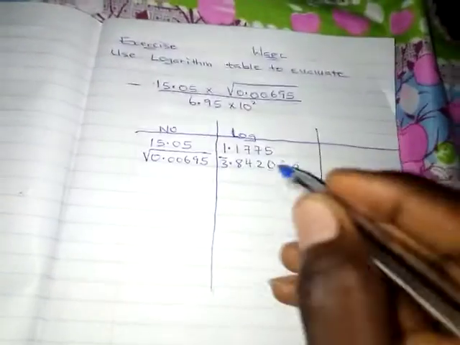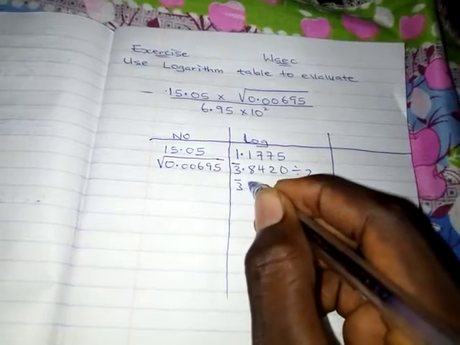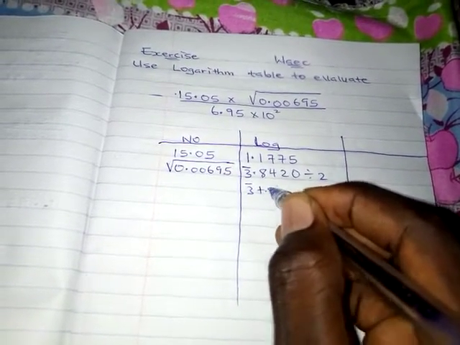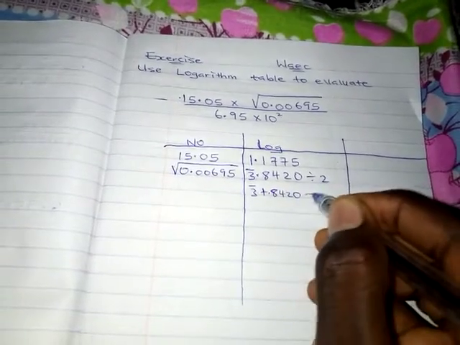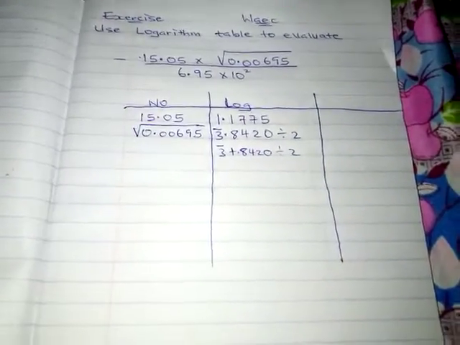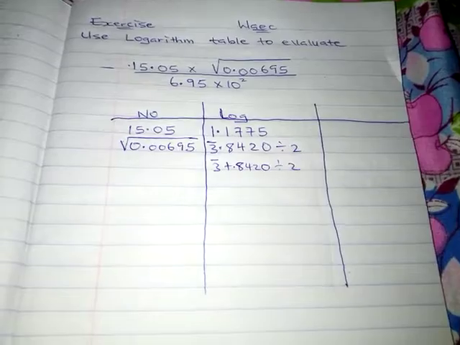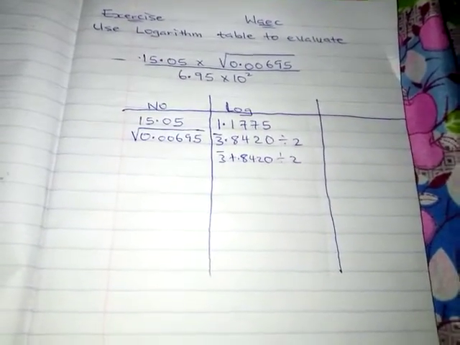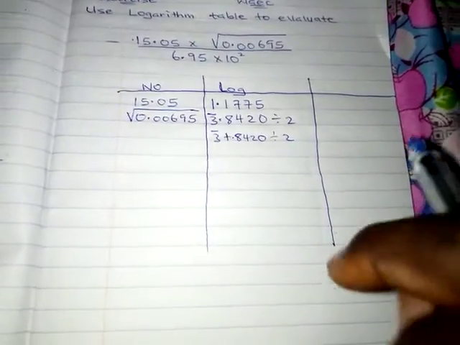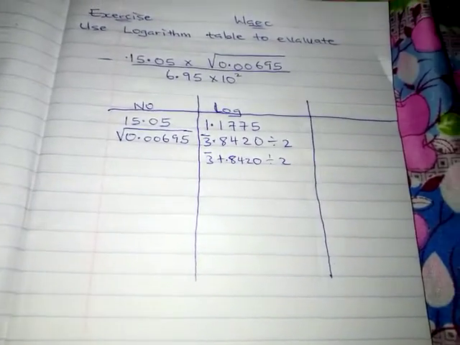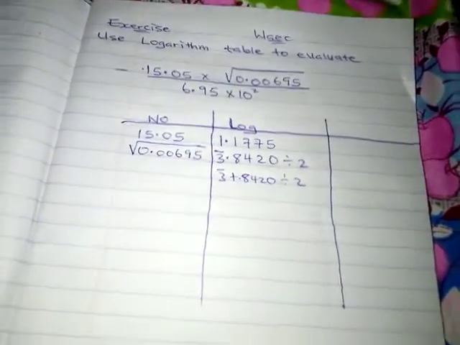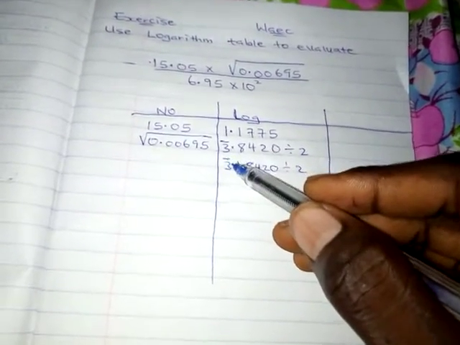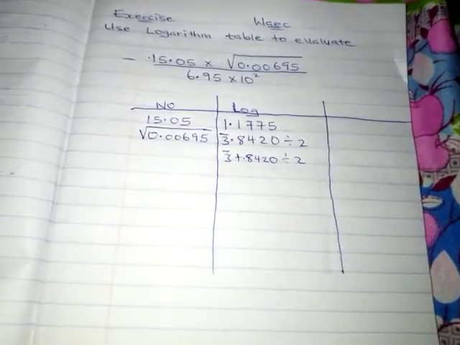So first of all, we have minus 3 plus 0.8420 divided by 2. We cannot divide it like that. So minus 3 cannot be divided by 2 to give us a whole number, because we need a whole number there. So we are going to add a number to the 3. So a number that 2 can divide is 4. So we add one number to that 3 to make it 4. I know we have a minus sign here, but we are not looking at the minus sign. So we add 1 to the 3 to make it 4.